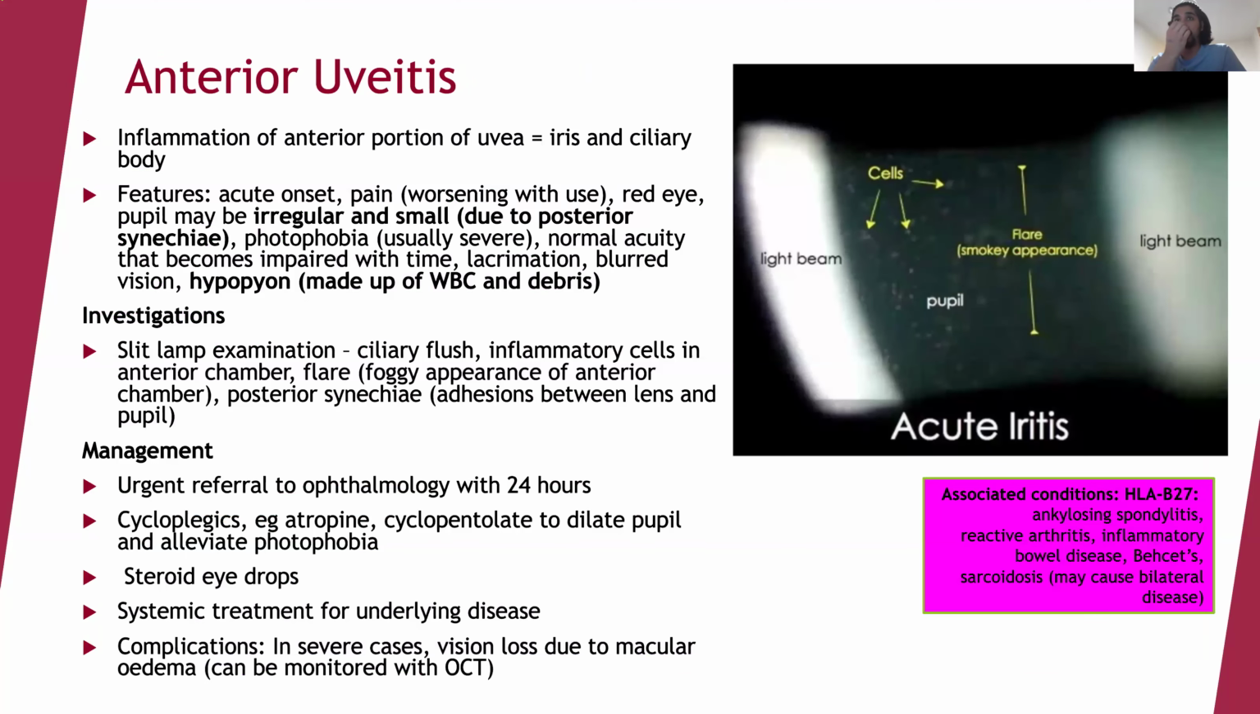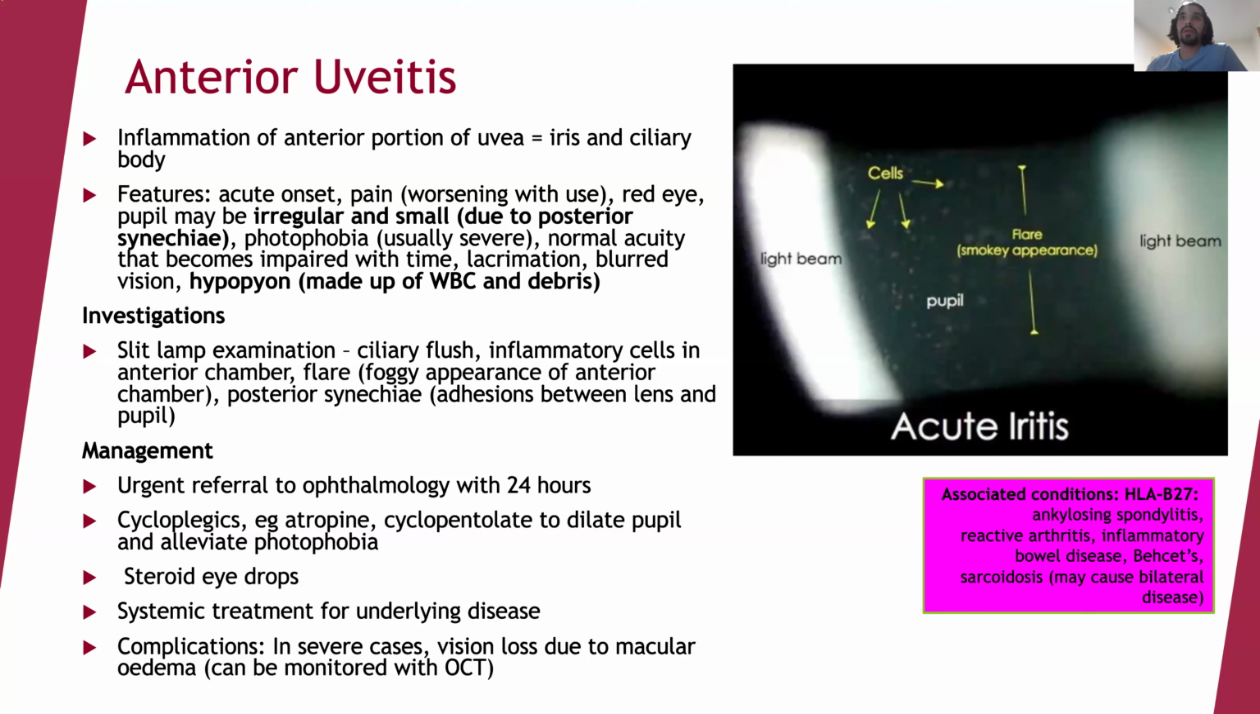Okay, and again, this is a dangerous condition as well called anterior uveitis. So it's an inflammation of the anterior portion of the uvea. So this is the iris and ciliary body. Here you get acute onset pain, red eye. And the key thing here is the pupil is irregular and small. That's like the main buzzword you'll see in SBAs and the differentiating factor.